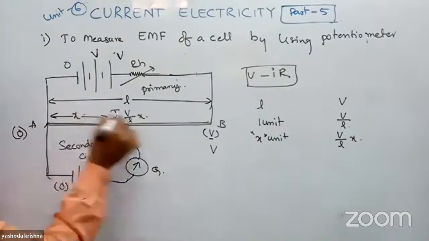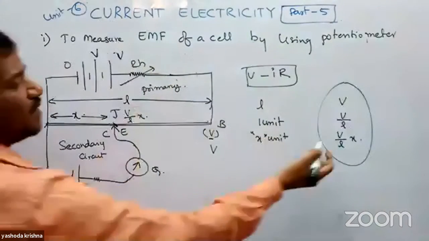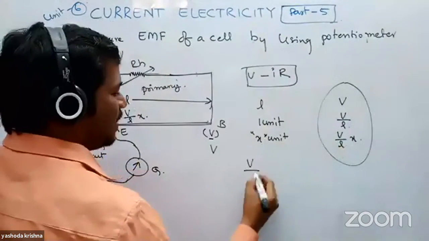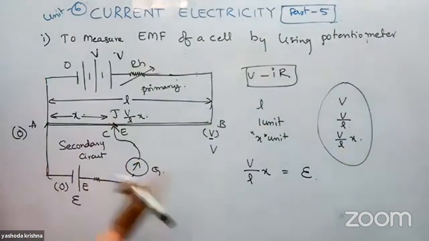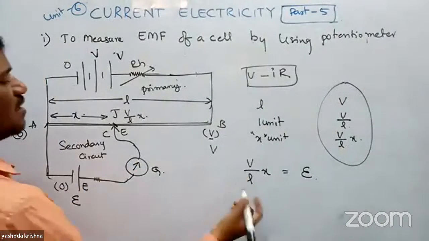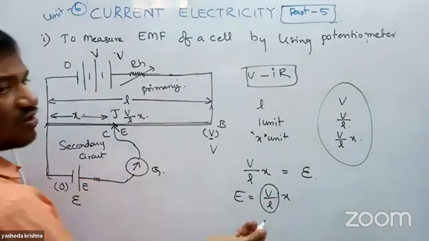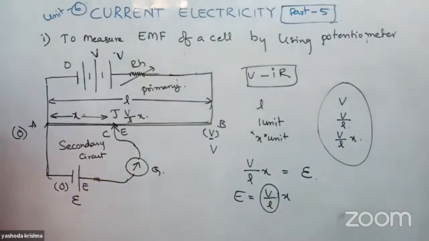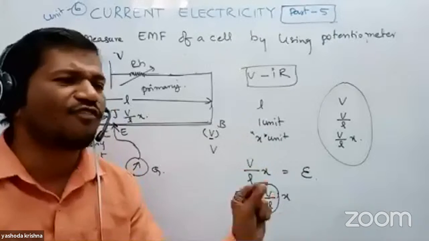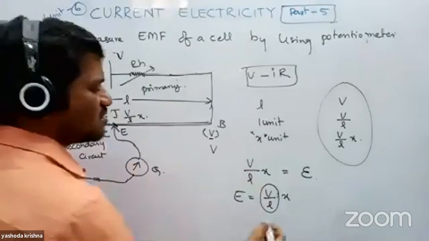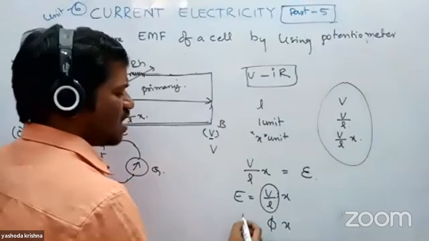That's why, what is that? The potential drop for the potentiometer is V by L into X, which is equal to epsilon or E, the EMF of the battery. Then E is equal to V by L into X. V by L is a constant. What is V by L? The potential drop for unit length. That is the constant, indicated with K or pi, whatever it may be. You have to take pi.